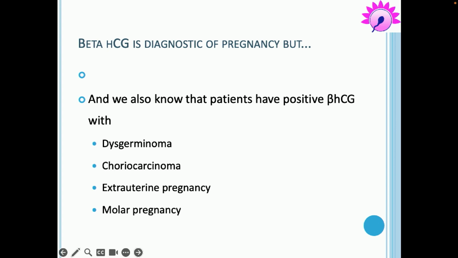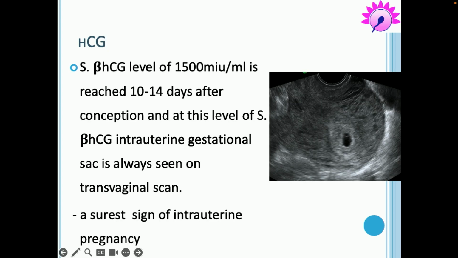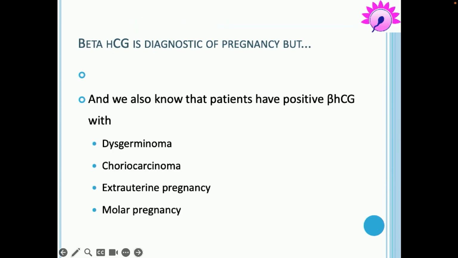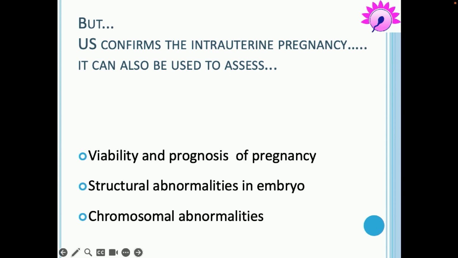That means whenever you see that the beta-HCG levels are above 1500 milli-international units per ml, and still you are not seeing an intrauterine gestational sac on your transvaginal scan, that is when all these things must always be considered. Those are the things which you consider if you don't see a sac.